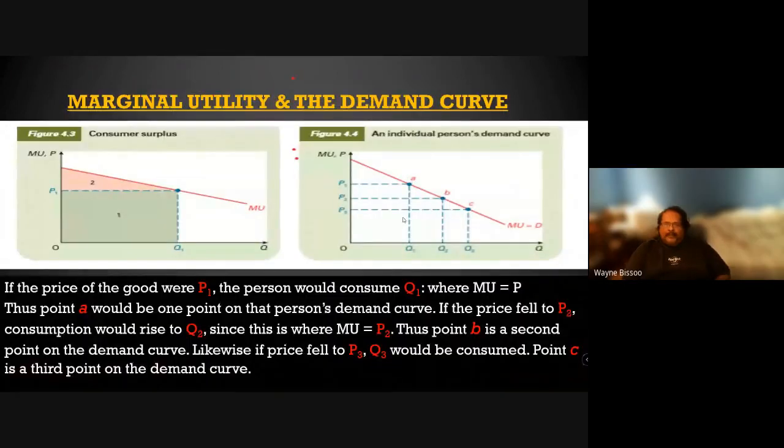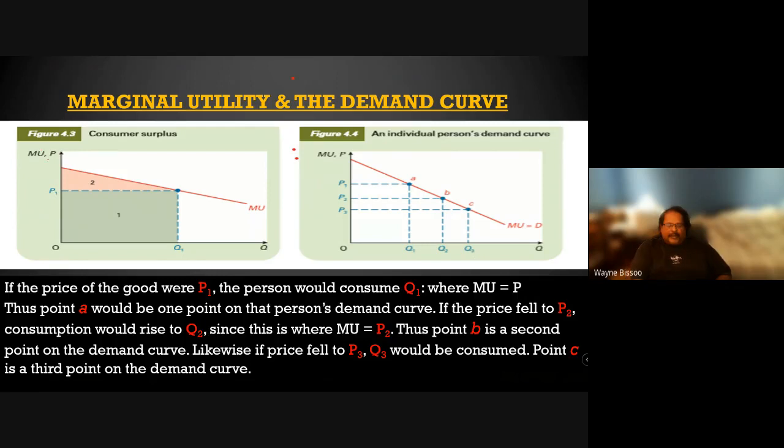Now the main thing that we want to do is take the marginal utility curve and derive from it our demand curve. So if the price of the good were P1, the person would consume Q1, where the marginal utility is equal to P. Let's follow what's going on here.